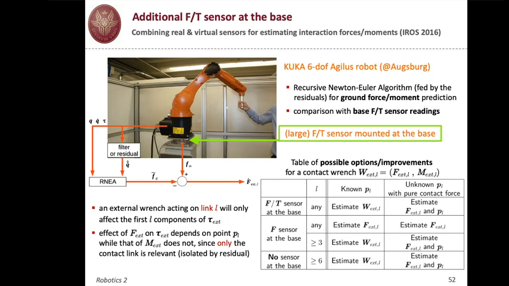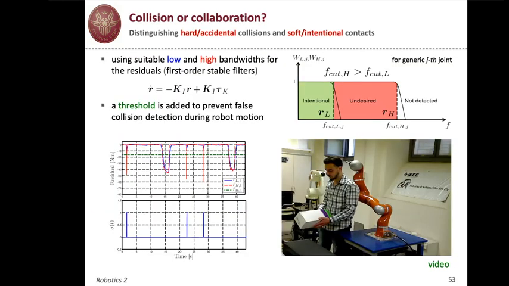contact force estimation. And now that we have an estimation of the contact force, we should decide what to do with it for controlling the motion of the robot, especially if you want to collaborate. So the first question that you have to understand is whether this contact was an accidental collision, so a hard collision, or an intentional contact, which is in a form soft, which signifies in our interpretation that we would like to collaborate with the robot.